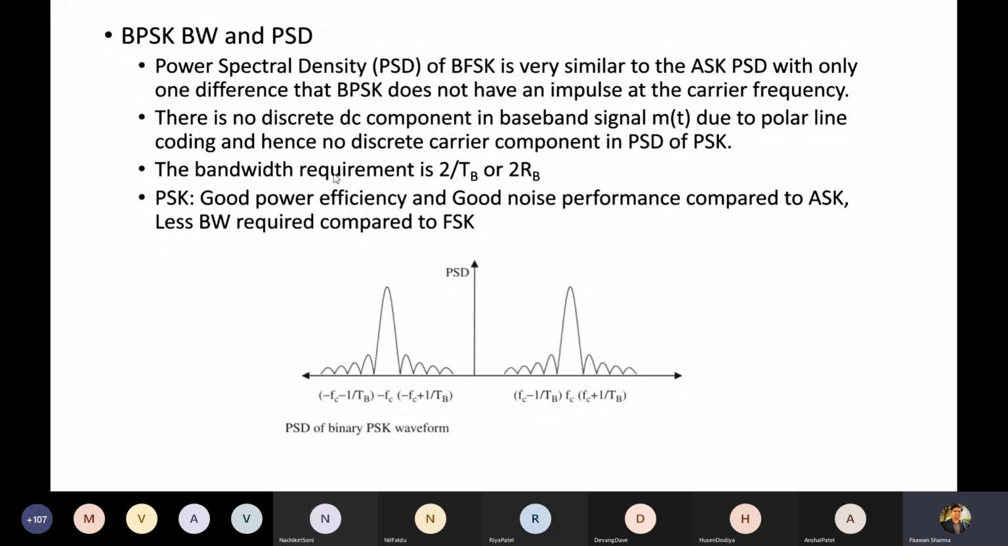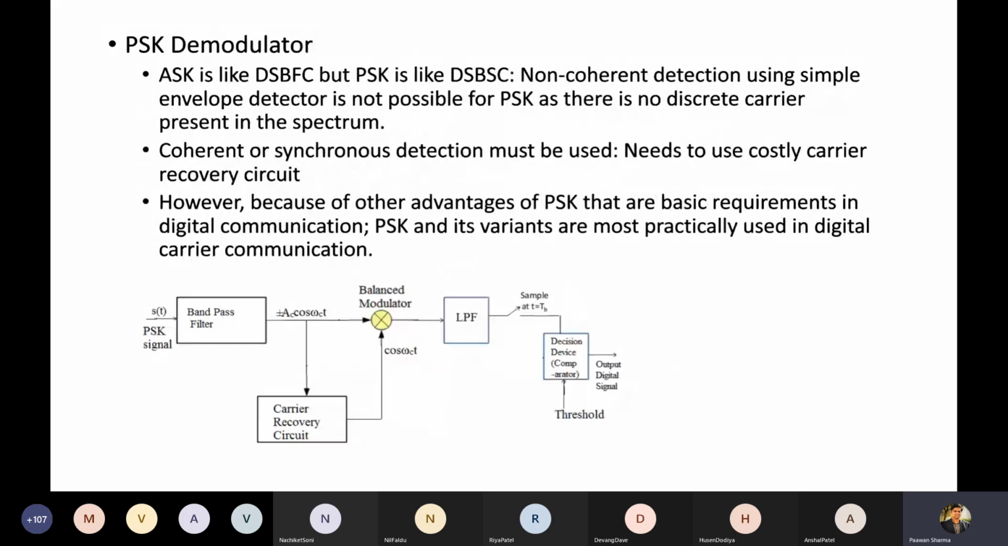Okay, so the bandwidth requirement for your DPSK is twice of Rb because there is no impulse at the carrier frequency. Then PSK demodulator, we have seen this today itself. I think it is a kind of shorter version of what we have seen today.